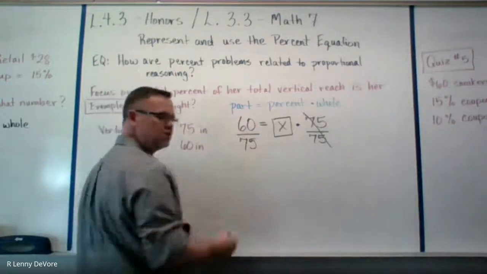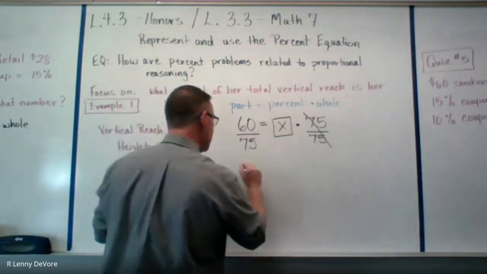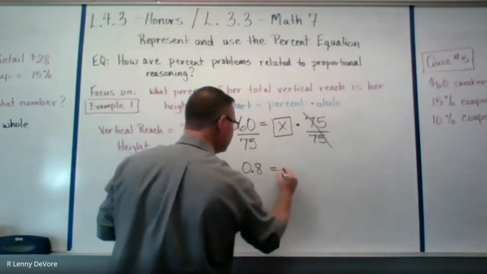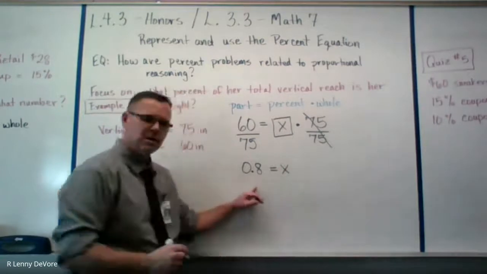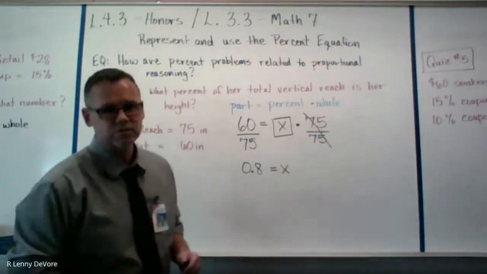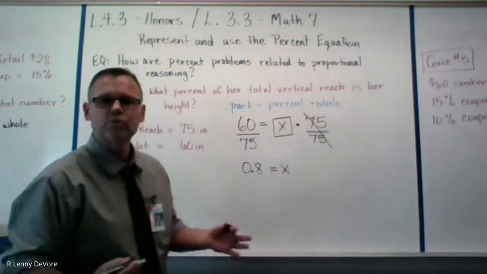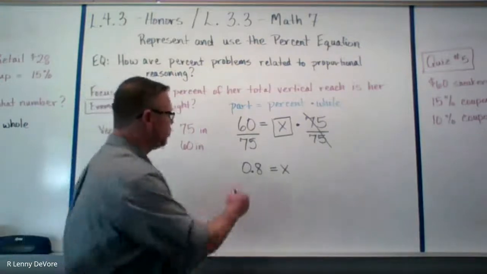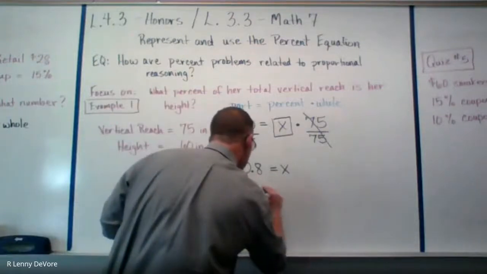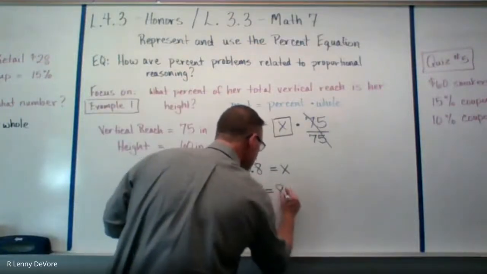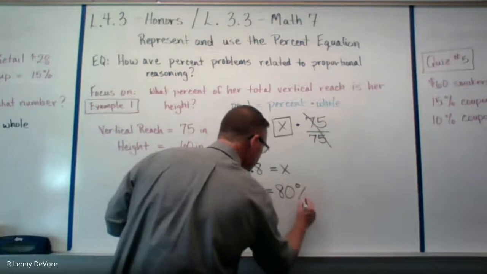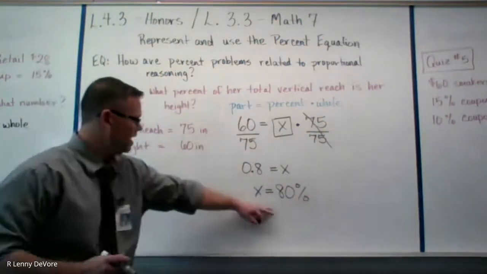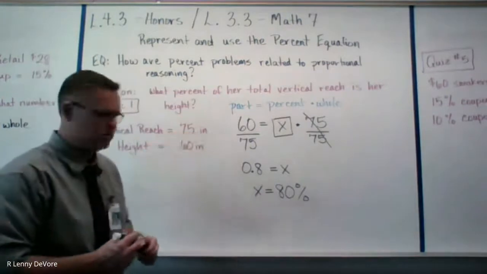Now, if you divide 60 by 75, you're going to get 0.8 equals X. Now, we're not done yet. 0.8 is a decimal. We need this as a percent. In order to put it as a percent, we can multiply it by 100, or you can move the decimal over 2 places. So X actually becomes 80%. So in other words, her height is 80% of her vertical reach.